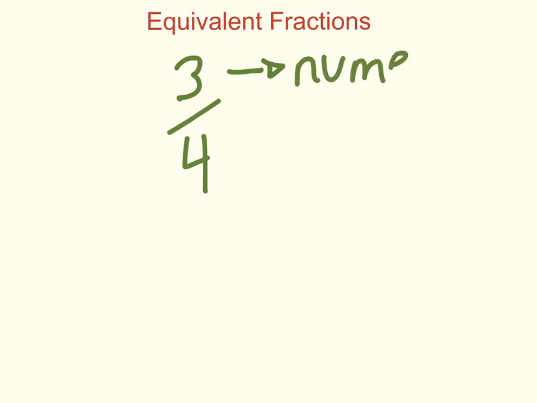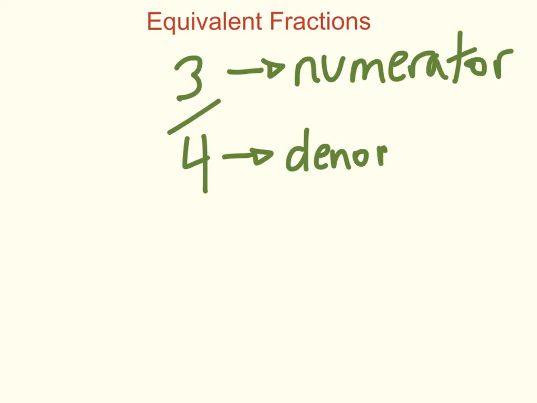When you have a fraction written like 3/4, there are 2 parts to it. The number on top is called the numerator. And the number on the bottom is called the denominator. And those are 2 things you should know. So the top number is always called the numerator, and the bottom number is called the denominator.